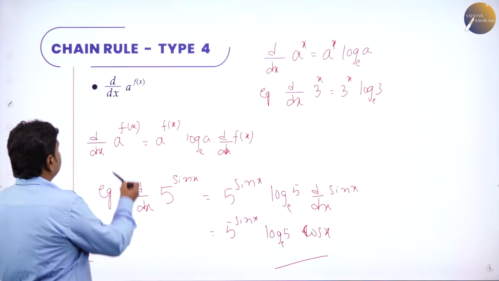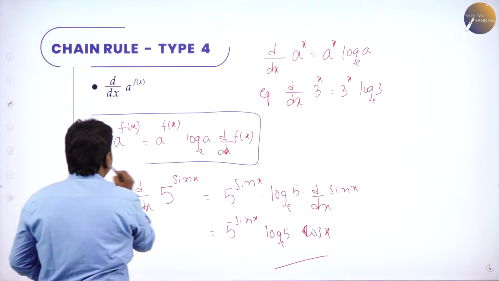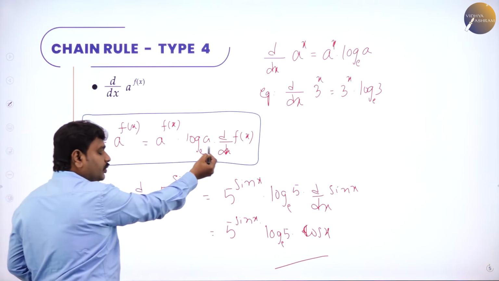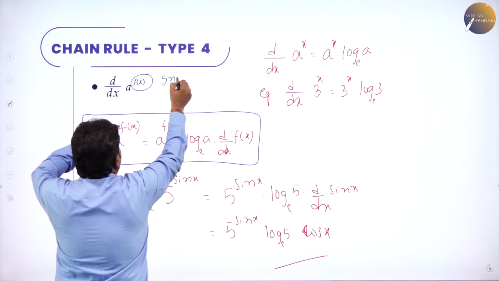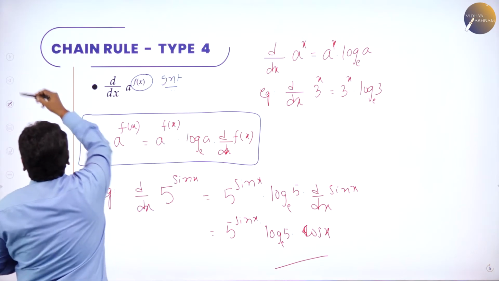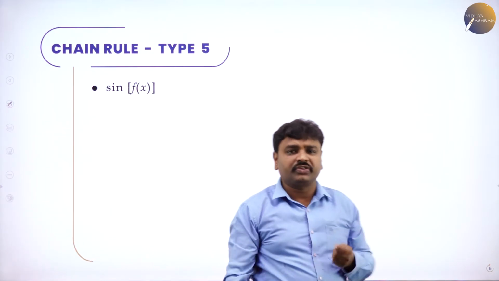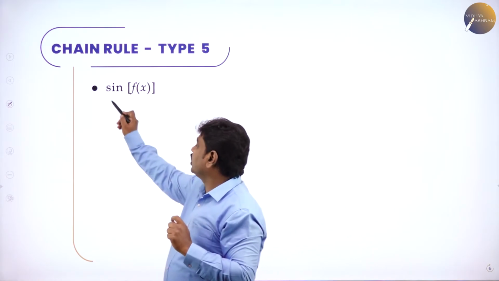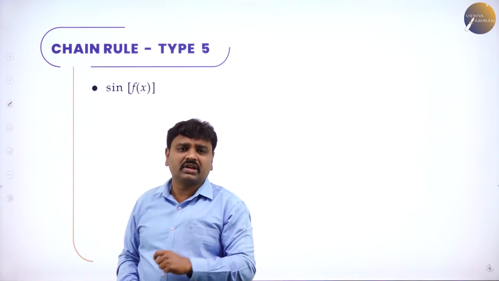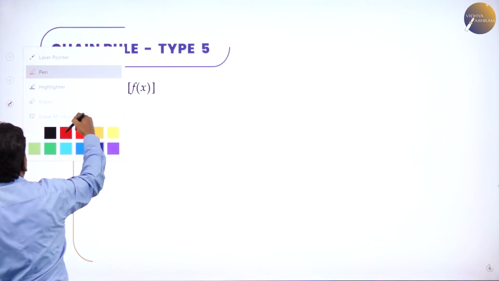5 power sin x into log 5 into cos x. So what is the format? d by dx of a power f of x is a power f of x into log a into derivative of the function. So in this the power acts as what? Internal function. So now we'll go for simple composite functions. Sine of f of x, inside sine if you have a function. So external is what? Sine. So what is derivative of sine? Cos. So like that we can develop so many different cases to make you understand.